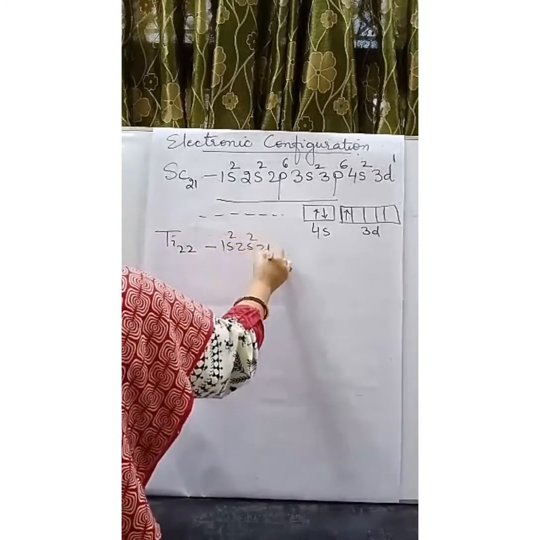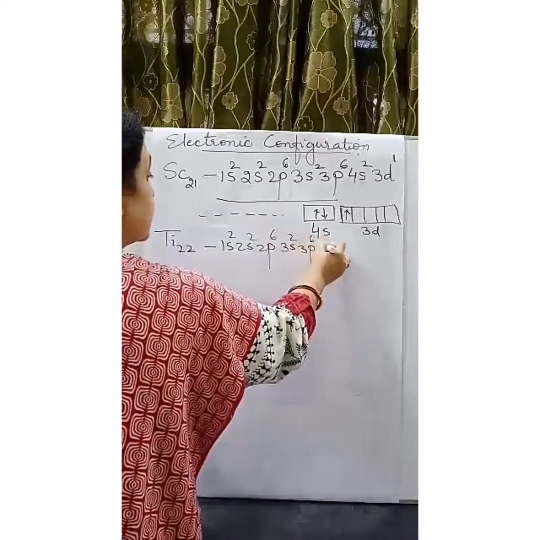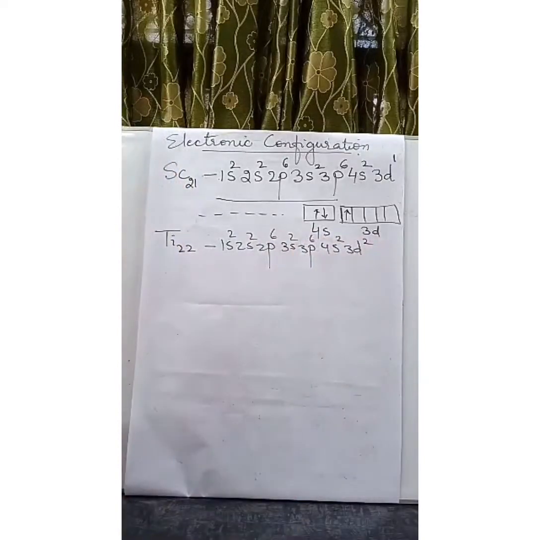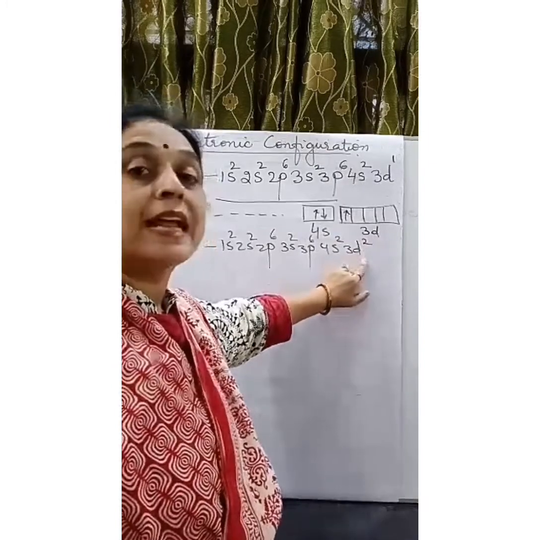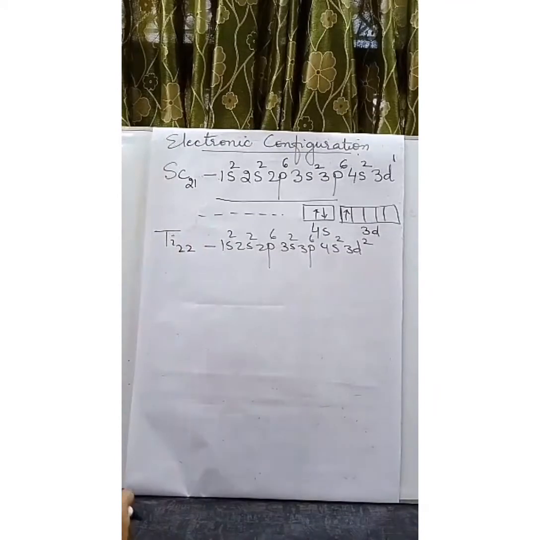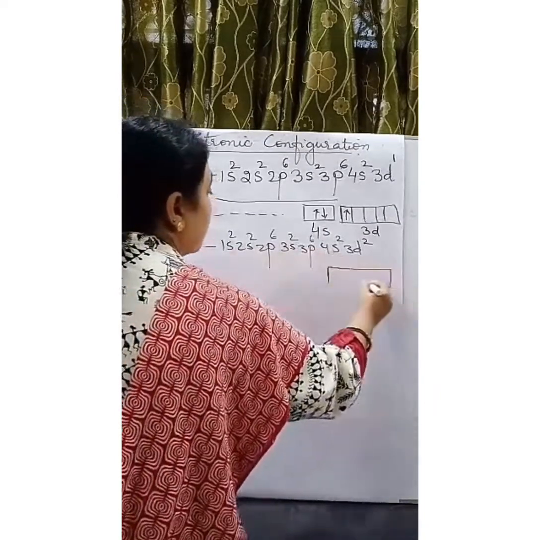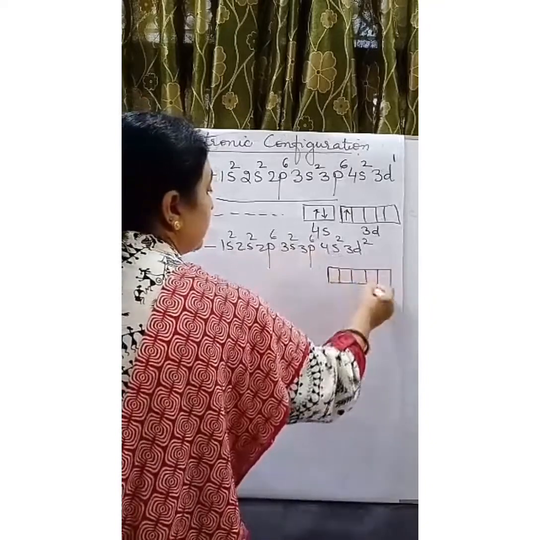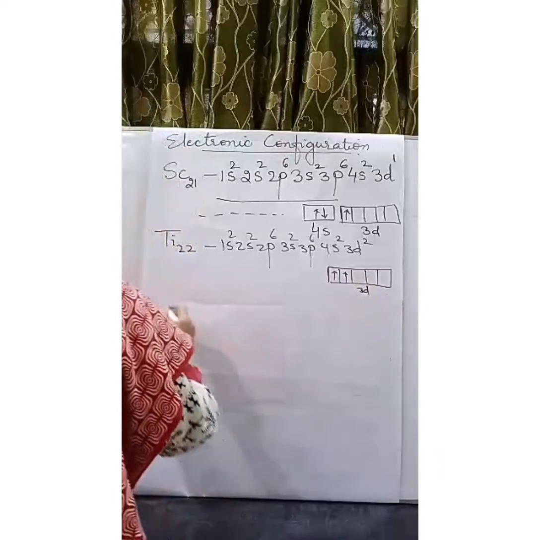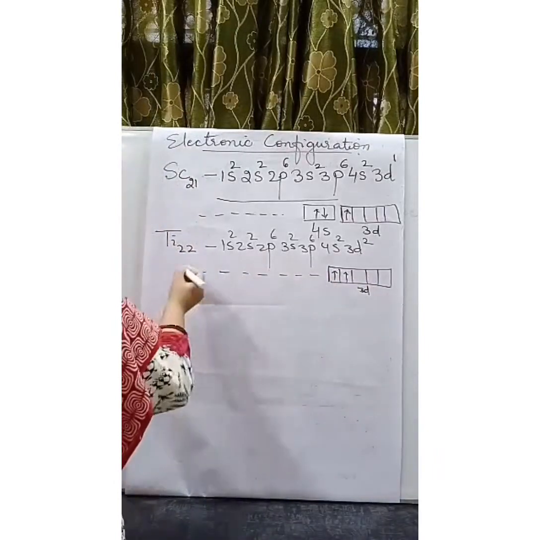Similarly, the next element is titanium, atomic number 22: 1s2, 2s2, 2p6, 3s2, 3p6, 4s2, 3d2. The capacity of the d orbital is a maximum of 10 electrons, because there are 5 sub-orbitals and each can occupy 2 electrons. So if I show it for d, one electron will come here, the next is going to come here. The rest is the same as you have seen in previous videos.